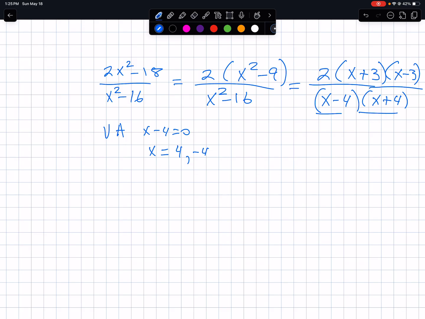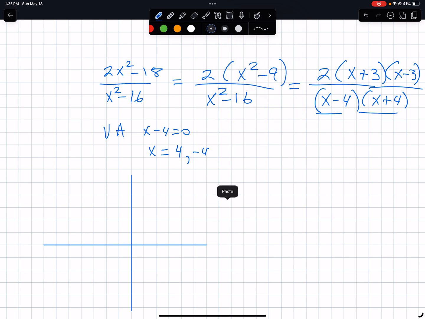So then when we graph this thing, so 1, 2, 3, 4, dotted line. 1, 2, 3, 4, dotted line. Do you remember how horizontal asymptote works? So horizontal, I think of it like this.